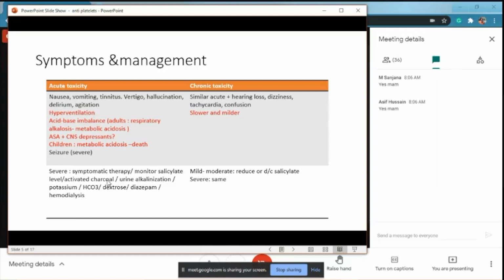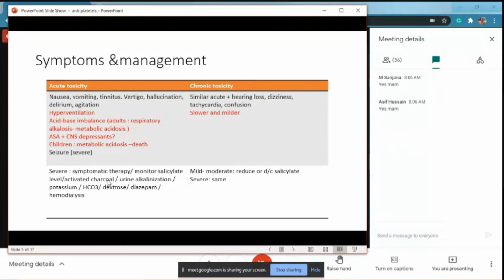When I say acidosis, it is metabolic, so we treat the metabolic condition. For metabolic acidosis, we give bicarbonate. If the patient has hypoglycemia, we give dextrose. If the patient has seizure, we know diazepam is one of the first line in status epilepticus, so we give diazepam, and sometimes we do hemodialysis.